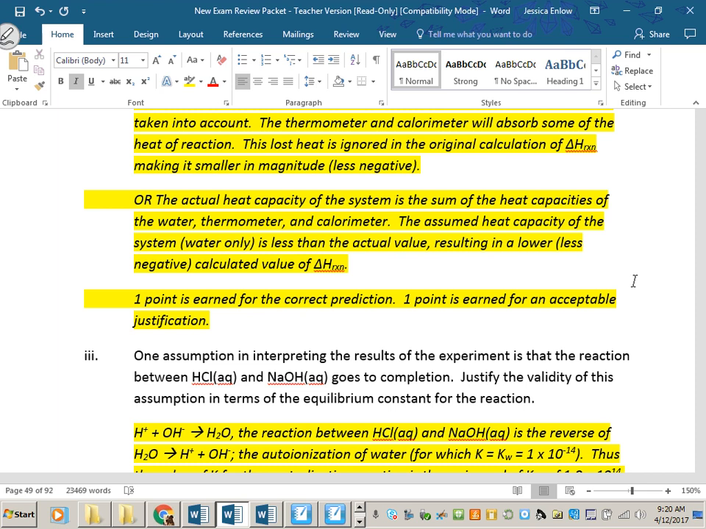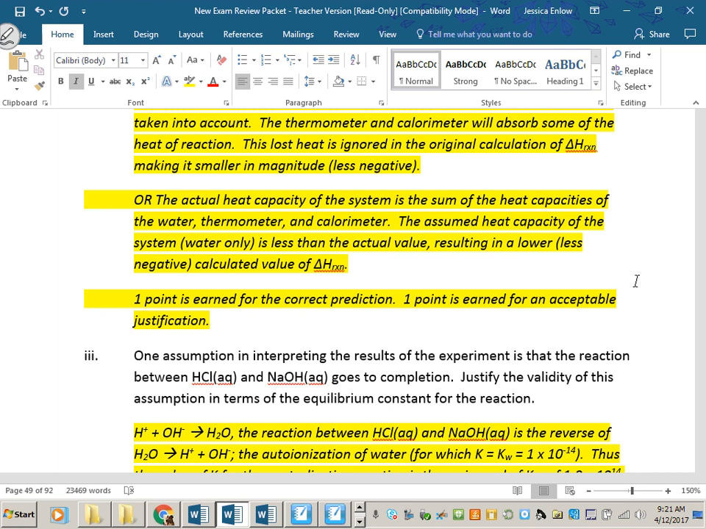Okay, so we're moving on to the next one. Oh, this is the one that I was just talking about. This is a strong acid, strong base reaction. So when you're talking about it going to completion, justify the validity of the assumption, assuming the equilibrium constant for the reaction. So if it goes to completion, first of all, what do you already know about K? Equilibrium K. It's ridiculously high, right? It's off the charts. We can't calculate it.